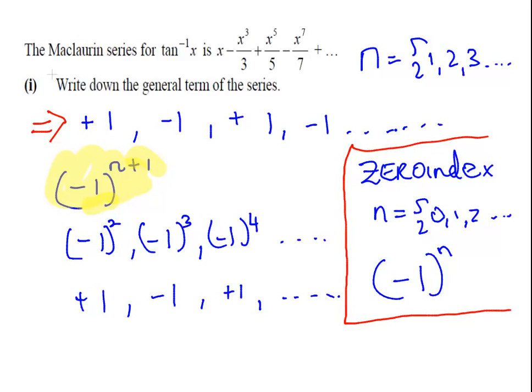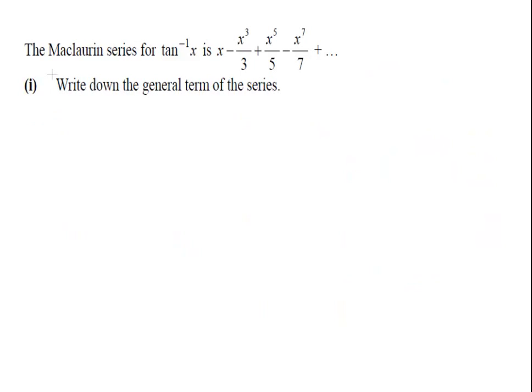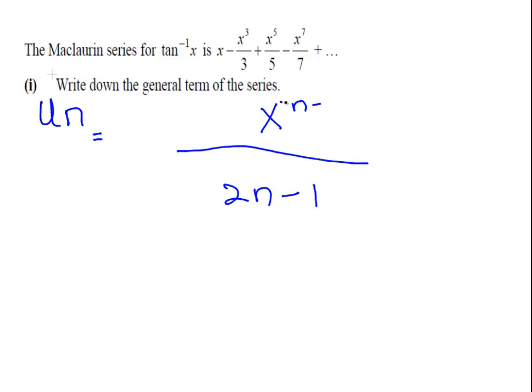Now we're going to put it all together. We've talked about a lot of useful identities, so let's put them all together. What we have first off is x to the power of odd numbers. So u of n equals x to the power of 2n minus 1, over 2n minus 1.